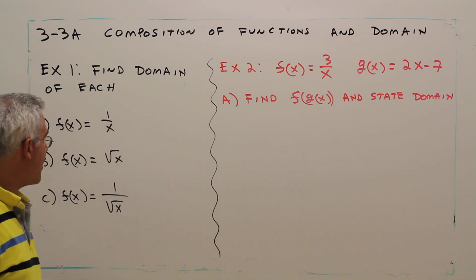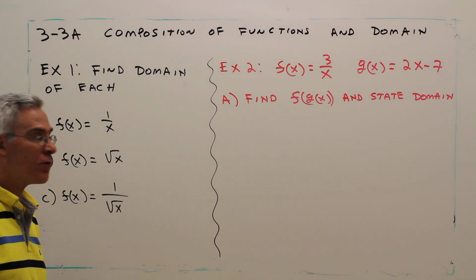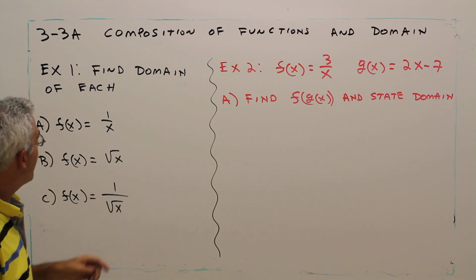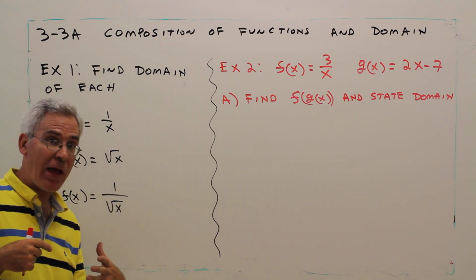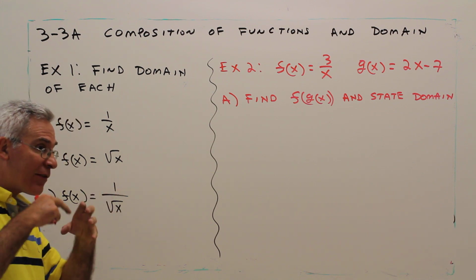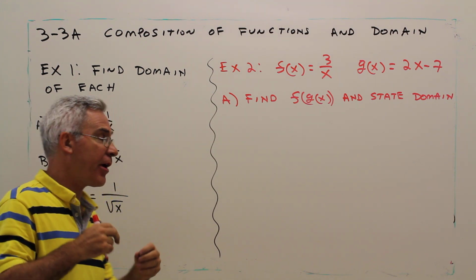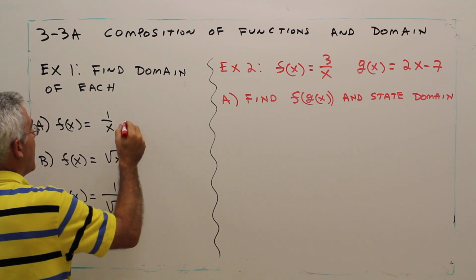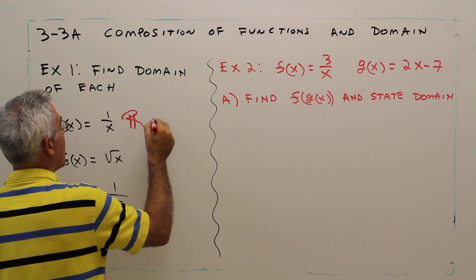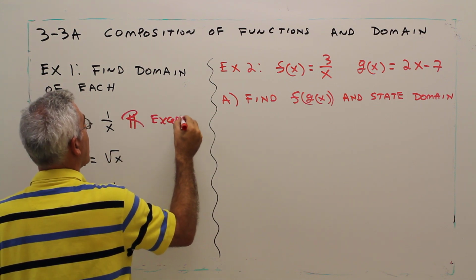These are three of the main domain issues we have. So remember, you cannot divide by 0. It's not that x can't be 0, but the denominator can't be 0. So this could be any real number except 0.